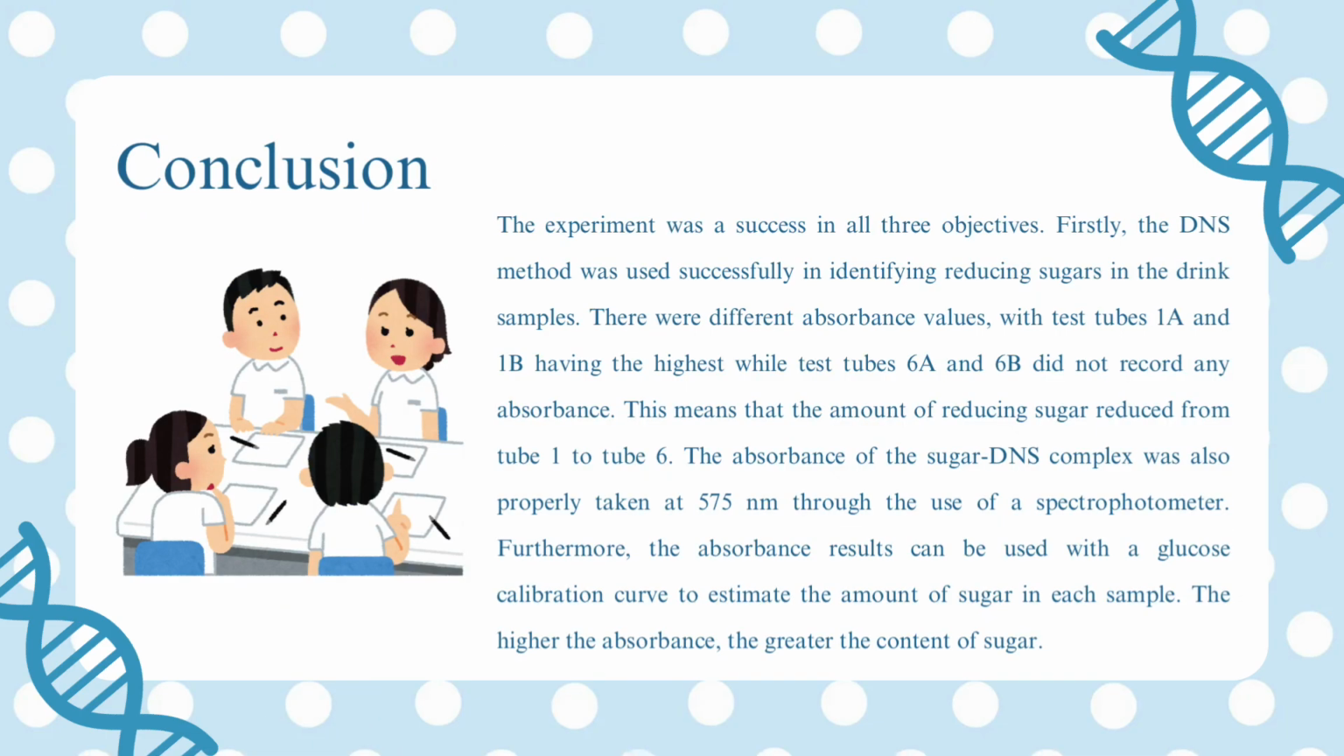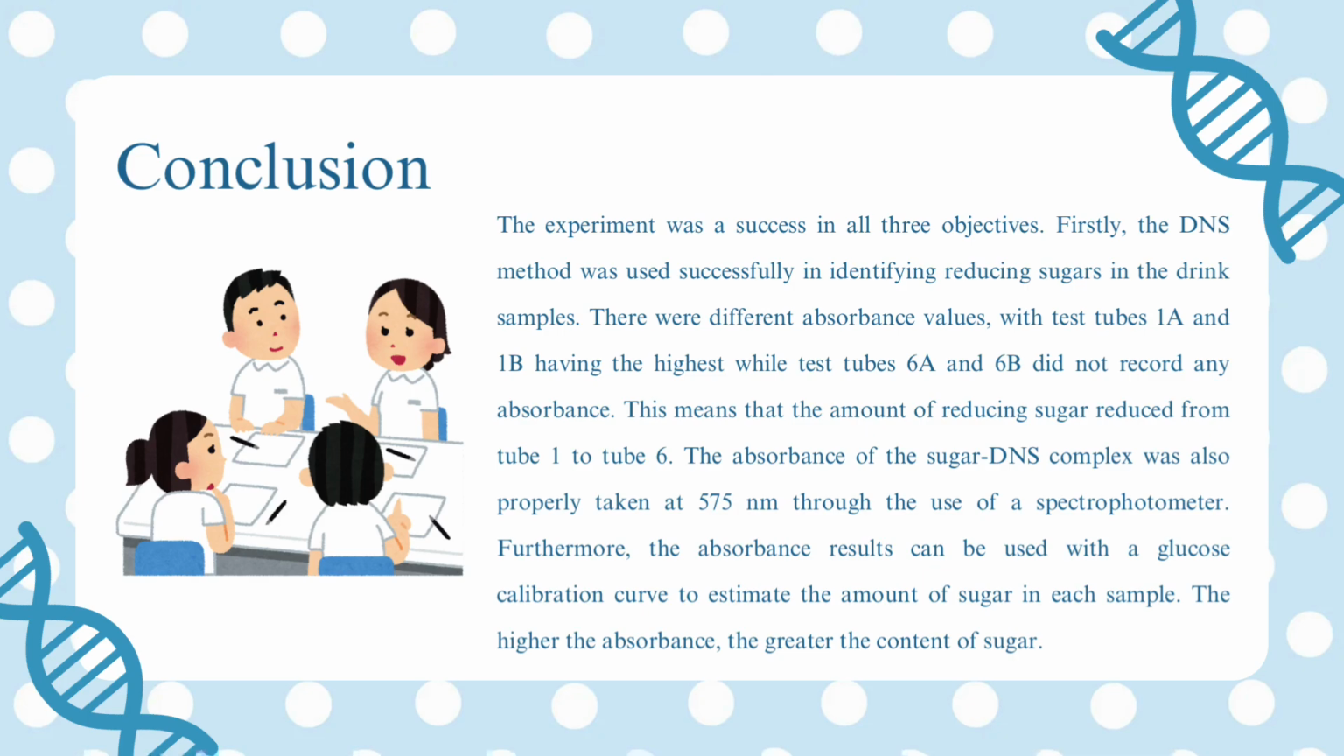In conclusion, the experiment was a success in all three objectives. Firstly, the DNS method was used successfully in identifying reducing sugar in the drink sample. There were different absorbance values, with test tubes 1A and 1B having the highest, while test tubes 6A and 6B did not record any absorbance. This means that the amount of reducing sugar reduced from tube 1 to tube 6.